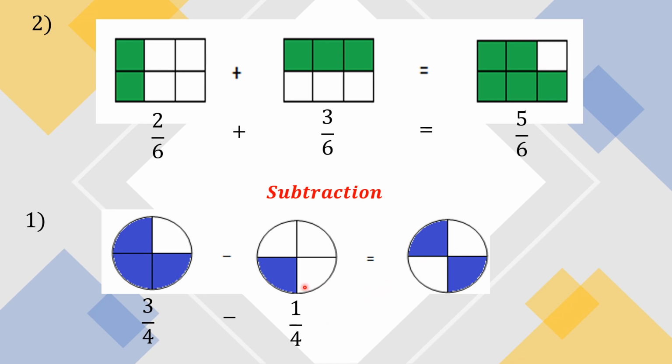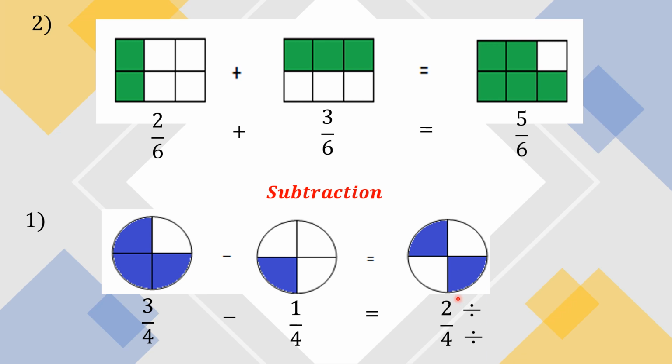And the third one is, if you're going to use this one, 3/4 minus 1/4 is equal to 2/4. Why 2/4? Because 3 minus 1 is equal to 2. And then you're going to write the same number, because these fractions are what we call like fractions. When we say like fractions, the denominators of the numbers are the same.